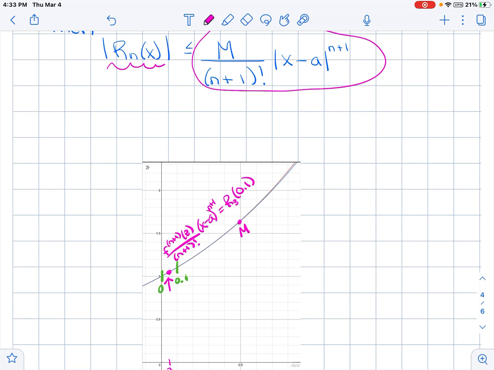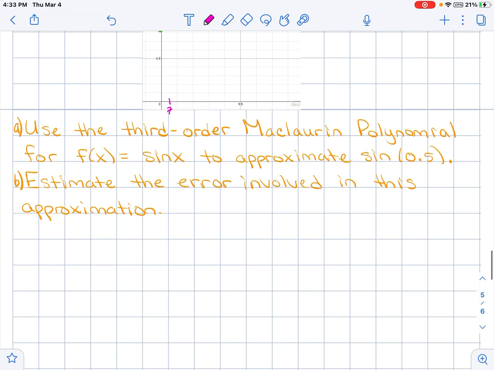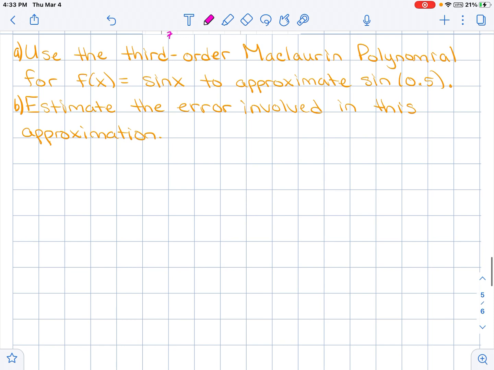So let's stop talking theoretically. Let's see if we can try to put this in practice. So I'm going to give you an example here. There are two parts to this. The first part you can do right now. The second part we're going to do together. So I want you to use the third order Maclaurin polynomial for sine x to approximate the sine of 1/2. So please go do that without a calculator and come back.